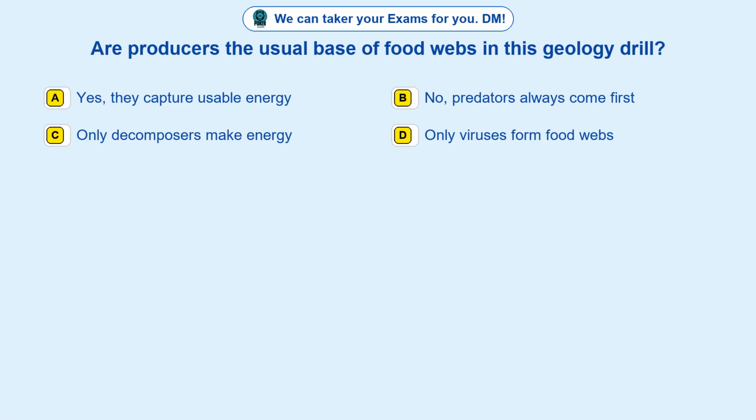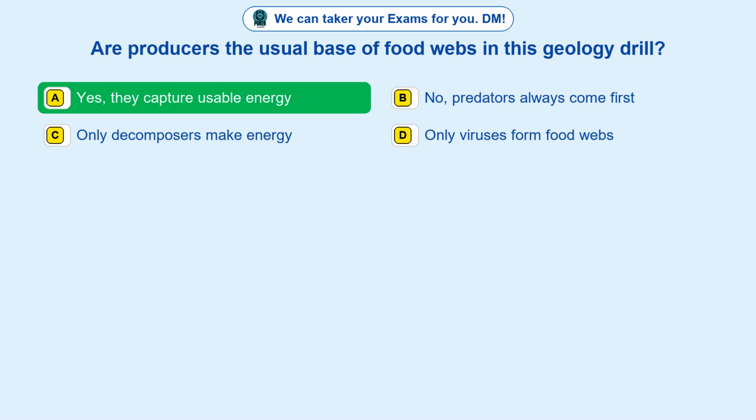Question 17. Are producers the usual base of food webs in this geology drill? Option A. Yes, they capture usable energy. Option B. No, predators always come first. Option C. Only decomposers make energy. Option D. Only viruses form food webs.